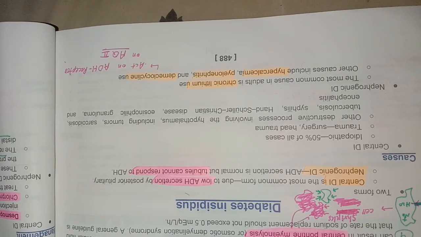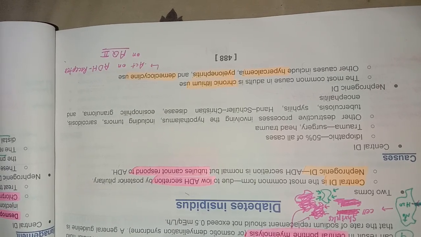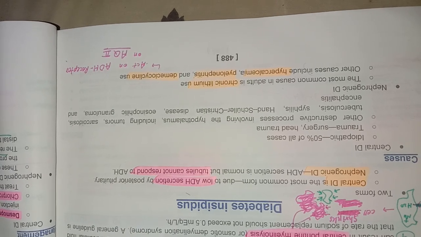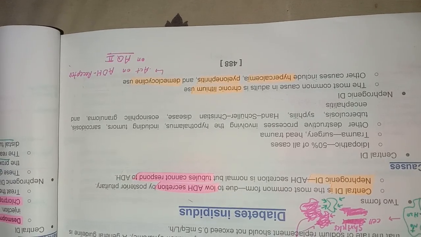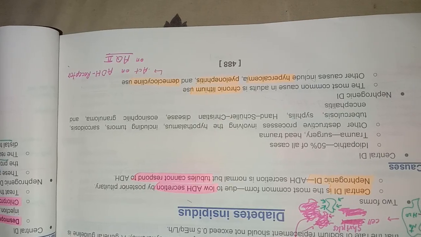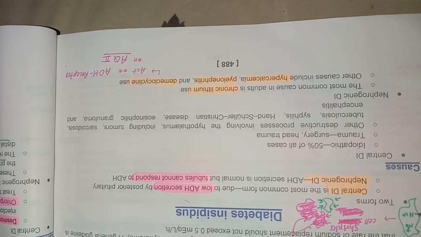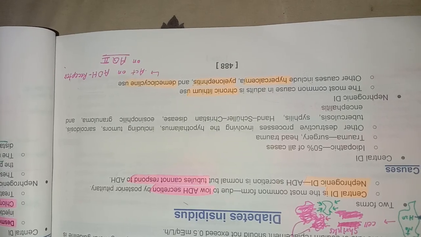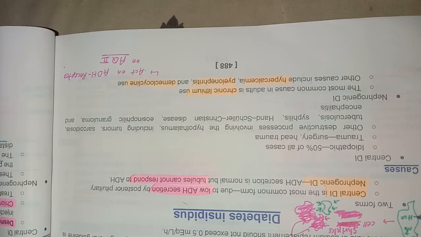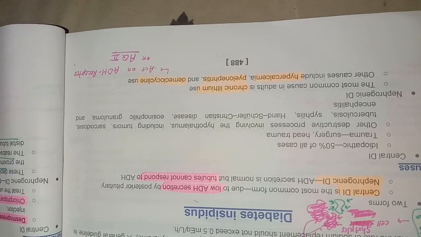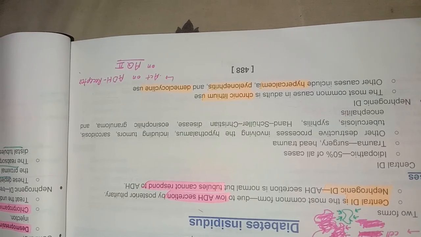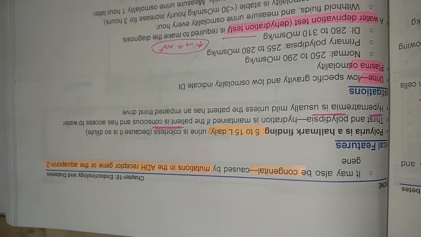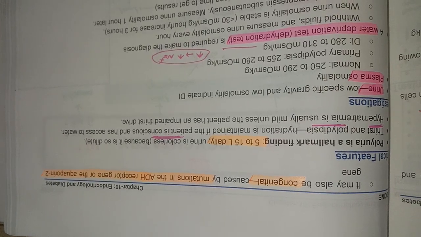Causes of the central type are idiopathic, trauma or other destructive processes, TB, infection, sarcoidosis, syphilis, encephalitis. And in nephrogenic, causes include chronic lithium, hypercalcemia, pyelonephritis, or demeclocycline. Demeclocycline is a drug which we also use as treatment for SIADH. It acts on the ADH receptor on aquaporin 2. Another cause is congenital, caused by mutation in the ADH receptor gene or aquaporin 2 gene.